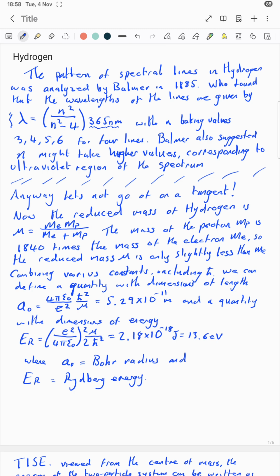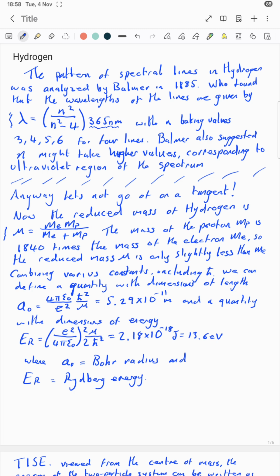Now the reduced mass of hydrogen is here given by mu, where m_e equals the mass of the electron and m_p equals the mass of the proton, which is just the product divided by the sum of them, and the mass of the proton is 1,840 times the mass of the electron. So the reduced mass is only slightly less than the mass of the electron.